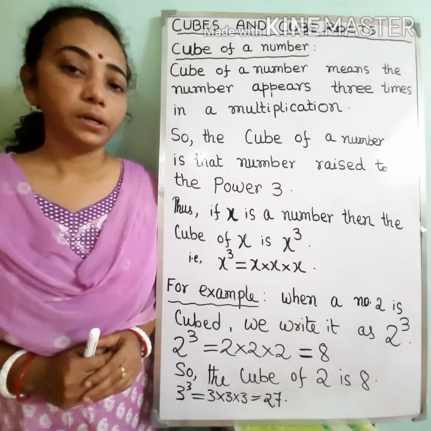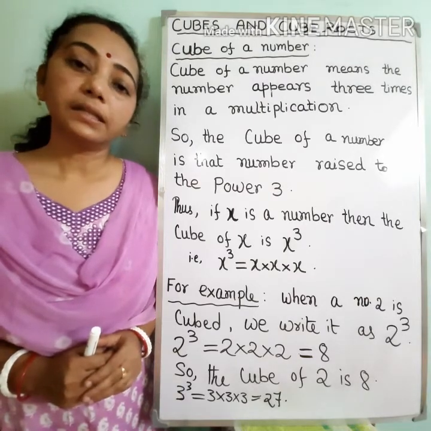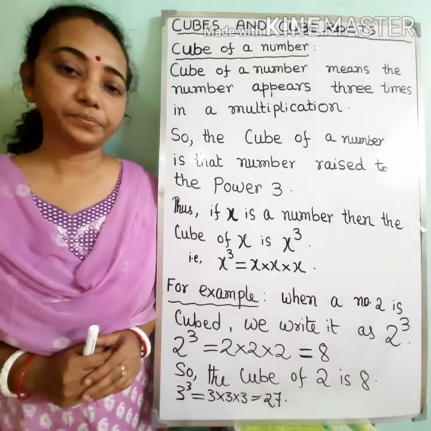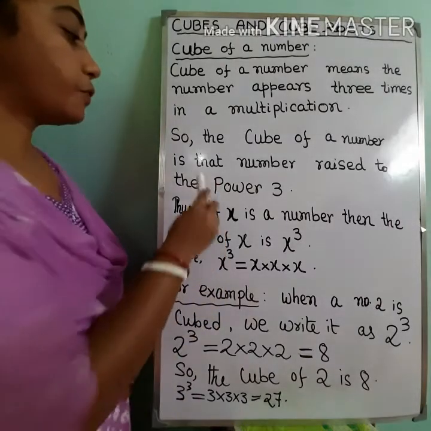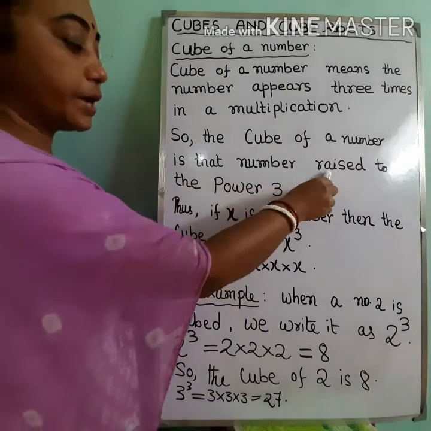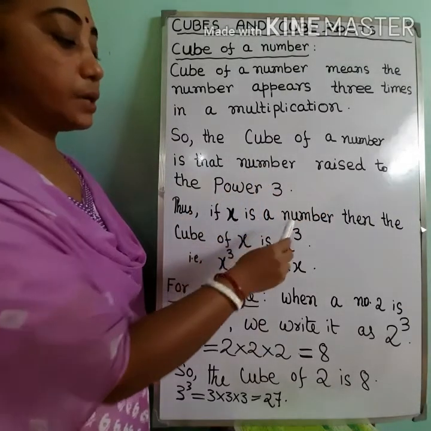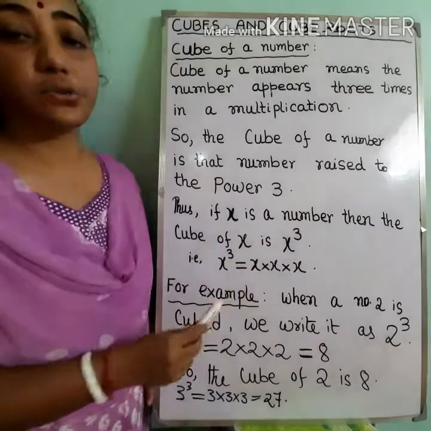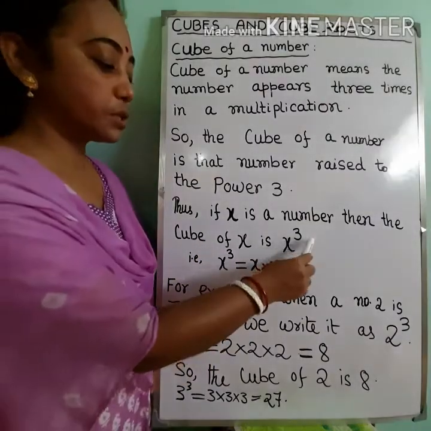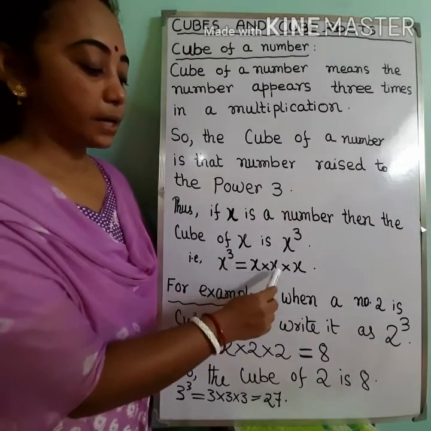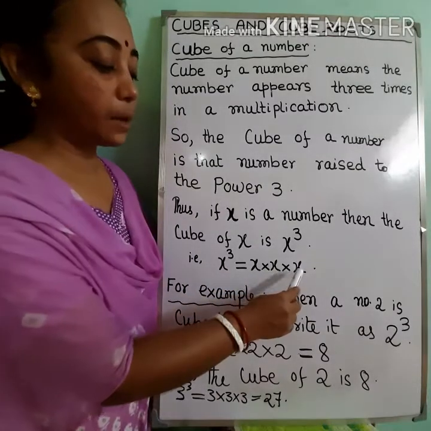Cube of a number. Cube of a number means the number appears 3 times in a multiplication. So, the cube of a number is that number raised to the power 3. Thus, if x is a number, then the cube of x is written as x to the power 3. So, x to the power 3 is equal to x multiplied by x multiplied by x.